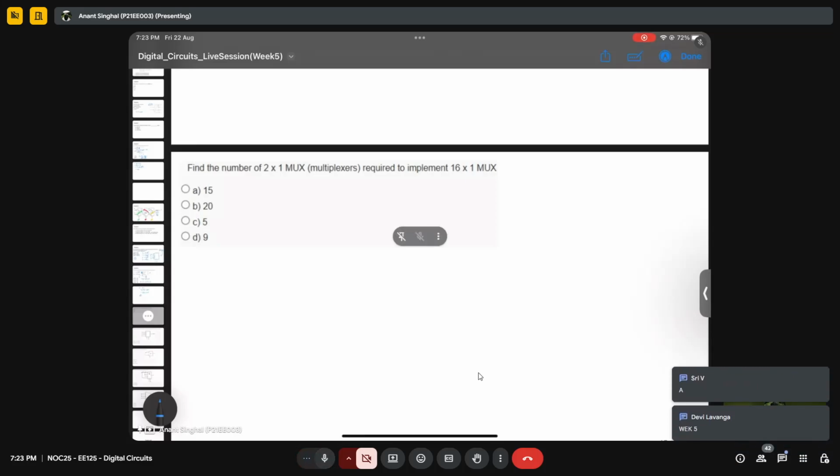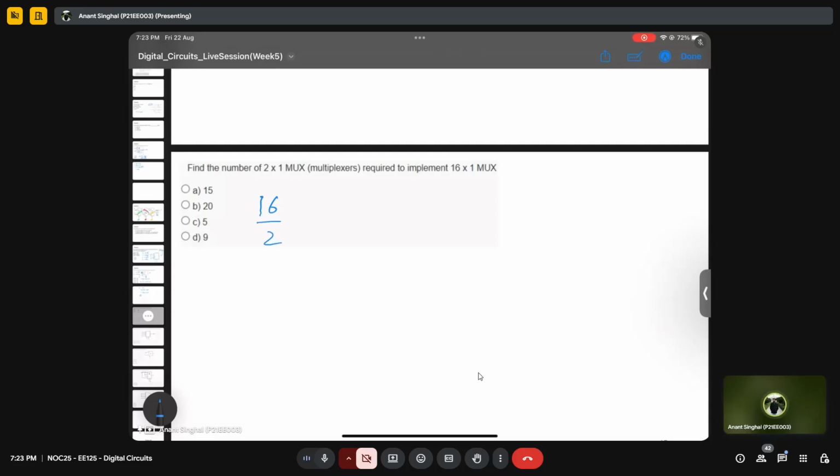Okay, so to do that, you always do a formulation. Start with the number of muxes at the first stage and keep dividing by 2, then add. So this is 8, take 8 by 2, so this is 4, take 4 by 2, take 2 by 2, that is 1. So the final answer would be the sum of these, which is 15.